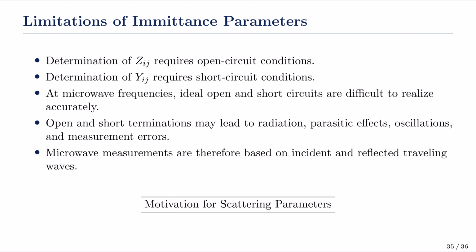Limitations of immittance parameters. Although impedance and admittance parameters are mathematically convenient, they become difficult to measure at microwave frequencies. The determination of impedance parameters requires ideal open circuits, whereas admittance parameters require ideal short circuits. At high frequencies, these conditions are difficult to realize because they introduce radiation, parasitic effects, oscillations, and measurement inaccuracies. For this reason, microwave engineering relies instead on incident and reflected traveling waves. This naturally leads to the definition of scattering parameters, which form the basis of modern microwave network analysis and will be introduced in the next section.